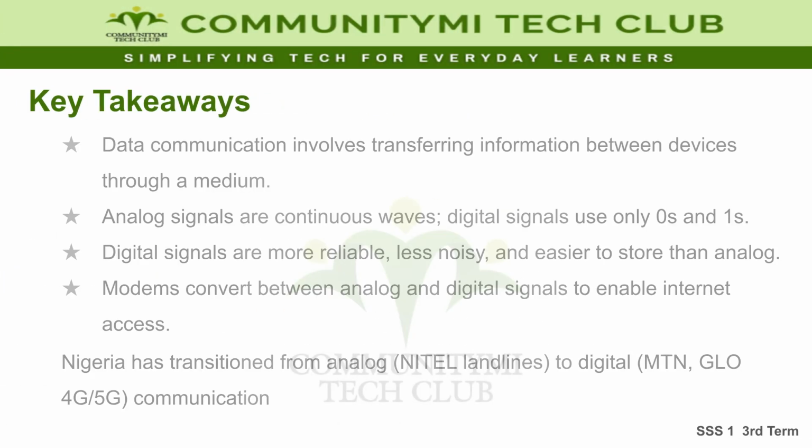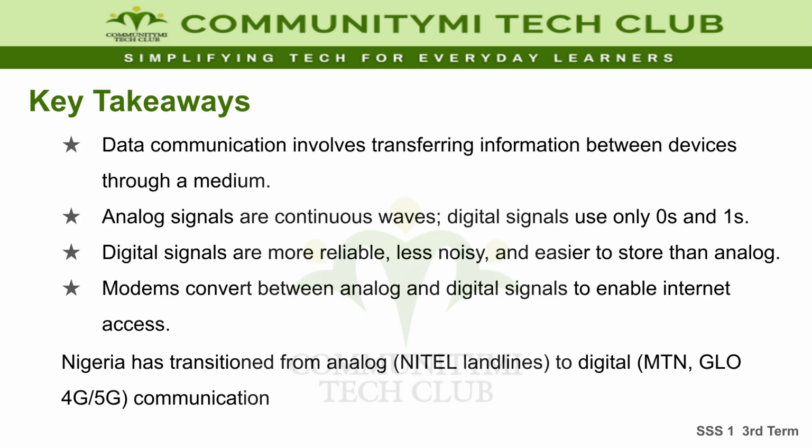The key takeaways are: data communication moves information via a medium. Analog uses continuous waves. Digital uses zeros and ones and is more reliable. Modems are essential for internet access. Nigeria's shift from NITEL to Mountain/GLO 4G/5G shows the move to digital communication.